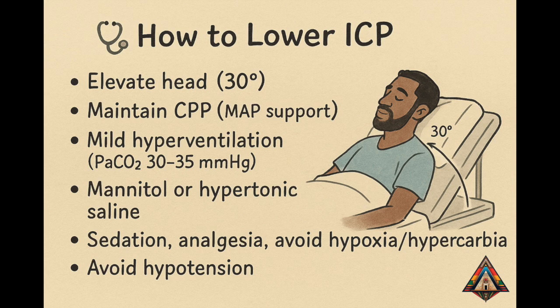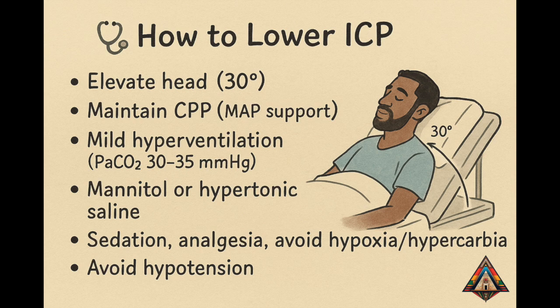Controlled hyperventilation lowers carbon dioxide levels, causing vasoconstriction and reducing cerebral blood volume. However, excessive ventilation can lead to ischemia. Osmotic agents, such as mannitol or hypertonic saline, reduce intracranial pressure by drawing fluid out of the brain tissue.